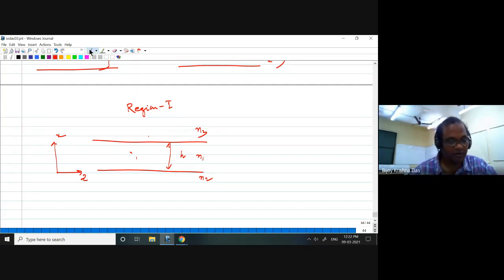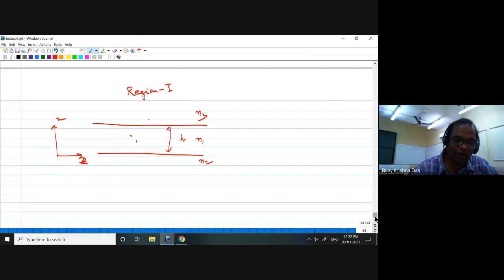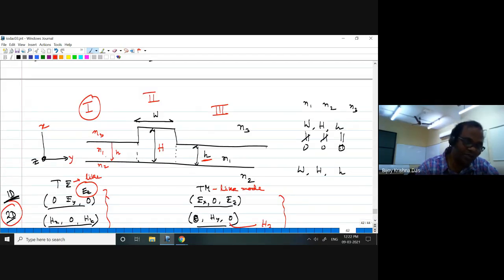So region 1, can I define it like this? Thickness is H, and in the z direction we are considering the propagation direction, and the x direction is the vertical direction, and the y direction I am considering infinitely extended. So light is supposed to propagate along the z direction, with confinement along the x direction. Is that fine?